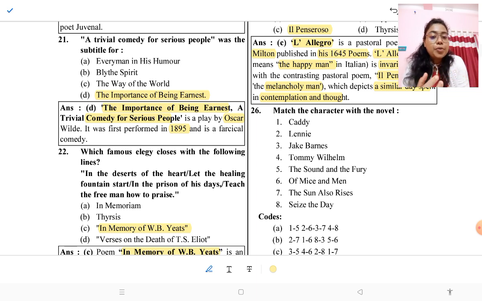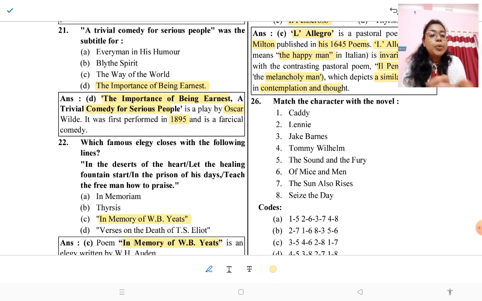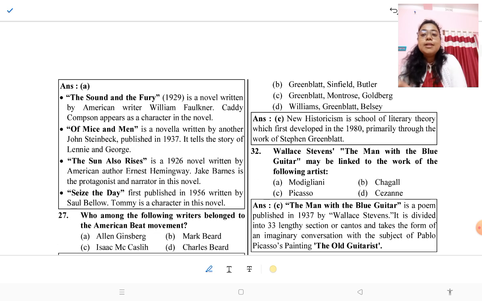So let's start with question number 26, and here you have to match the character with the novel. So let's go to the explanation. The Sound and the Fury was a novel by American writer William Faulkner, published in 1929. Caddy Compson appears as a character in the novel. Caddy is an important character of the novel, and you should know that the title The Sound and the Fury was taken from Shakespeare's Macbeth.